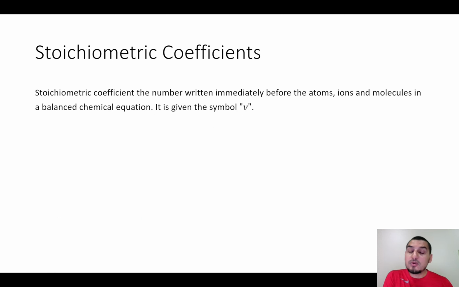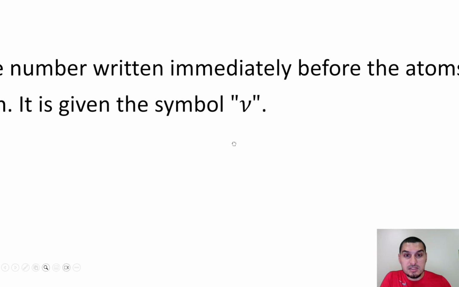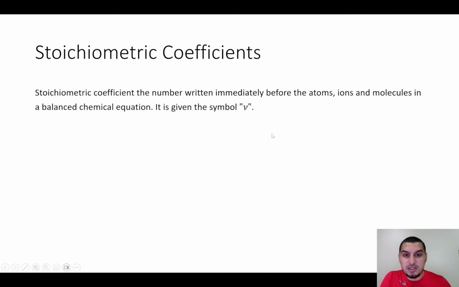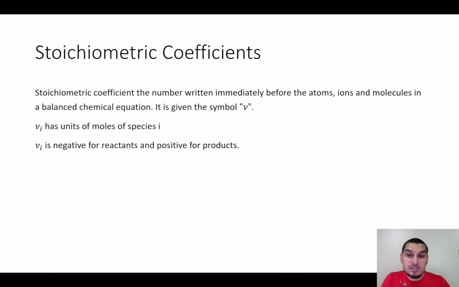So we are going to use the stoichiometric coefficients a lot in this chapter. We refer to the stoichiometric coefficient with the symbol nu. This is a Greek symbol that is equivalent to N in English, so it's nu in the Greek letters. This symbol refers to the stoichiometric coefficients, and it has units of moles. Nu is negative for reactants and positive for products. This is something that we have to keep in mind. This is very important.